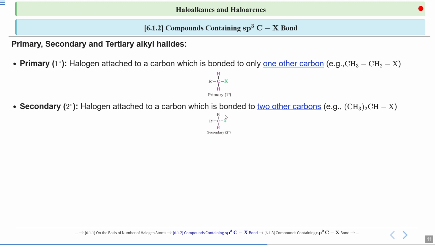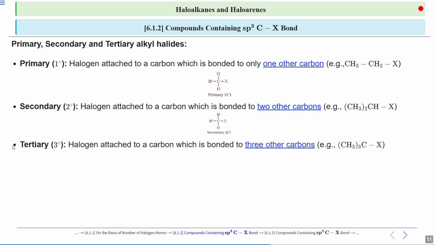This is the figure for that. You see that the halogen is bonding with this carbon and this carbon is bonding with 2 alkyl groups, R prime and R double prime. R prime and R double prime may or may not be the same. But the fact is we are only observing that the carbon is bonding with halogen and the same carbon is bonding with 2 other carbons. So this structure is considered a secondary alkyl halide. You can remember this as 2 degree because the carbon which is bonding to halogen is bonding to 2 other carbons also. So it is a 2 degree or secondary alkyl halide.